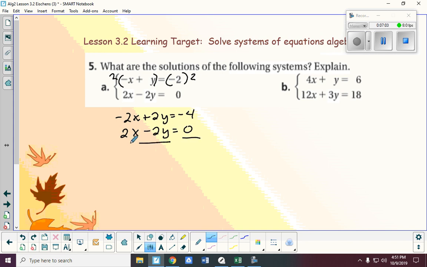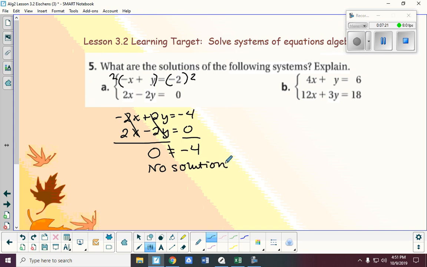So then when we add them together, this cancels and this cancels, which in other words, we have 0 left on this side, and over here we have a negative 4. Well, that's not true. These are not equal. So we would say we have no solution. But why is that happening?